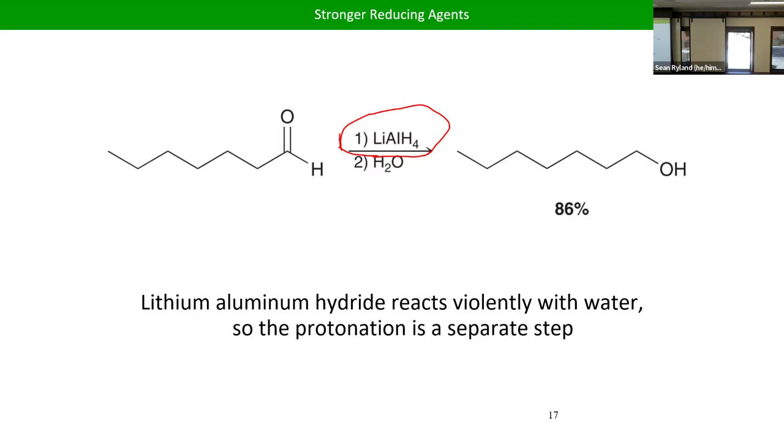Is it just the aluminum that's reacting, or does the lithium stabilize it, or does it participate? The lithium is just there to balance the charge. Okay. So it's the aluminum hydride.